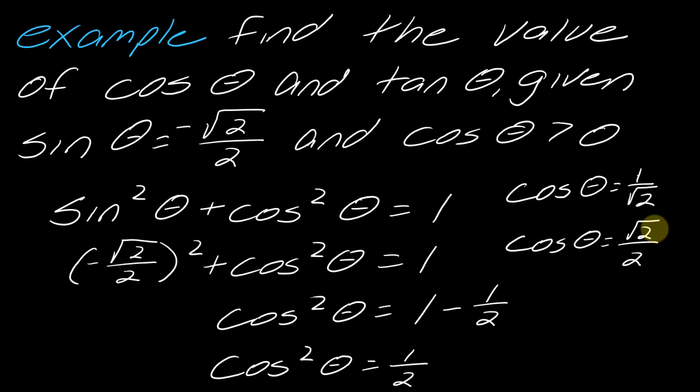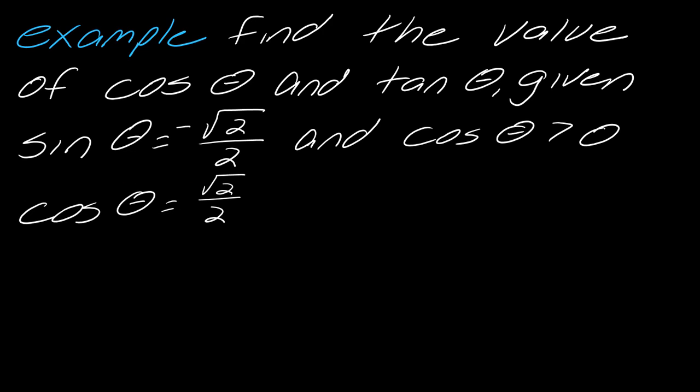So this becomes then cosine of theta is the square root of 2 over 2. So that is how we can get to one of those, and that was by using one of the identities. Okay, so let's keep going. I've got cosine of theta now is square root of 2 over 2.